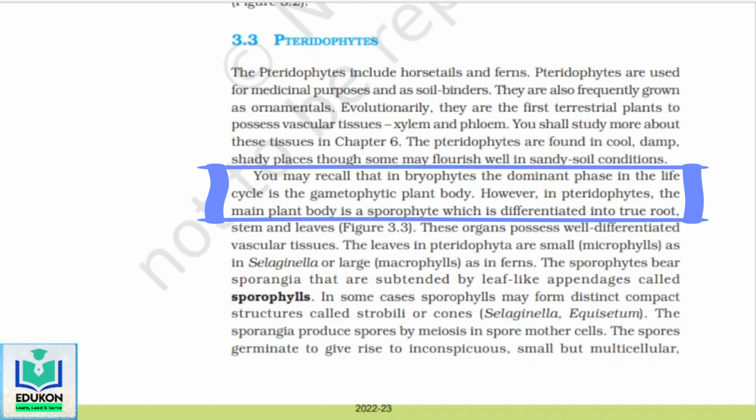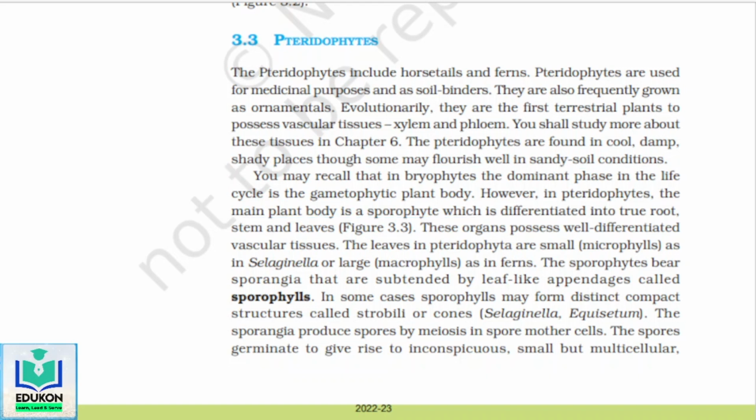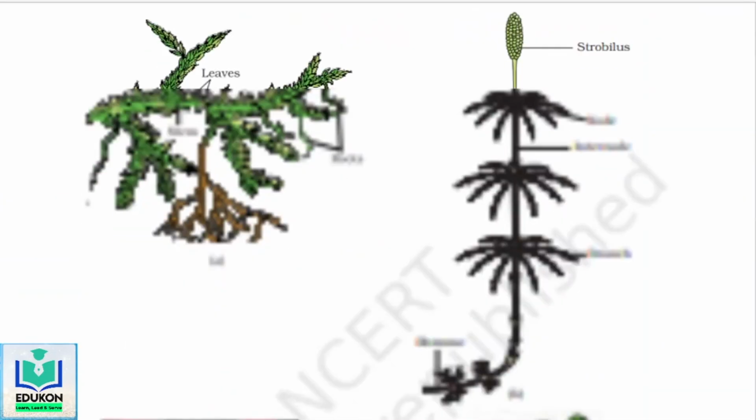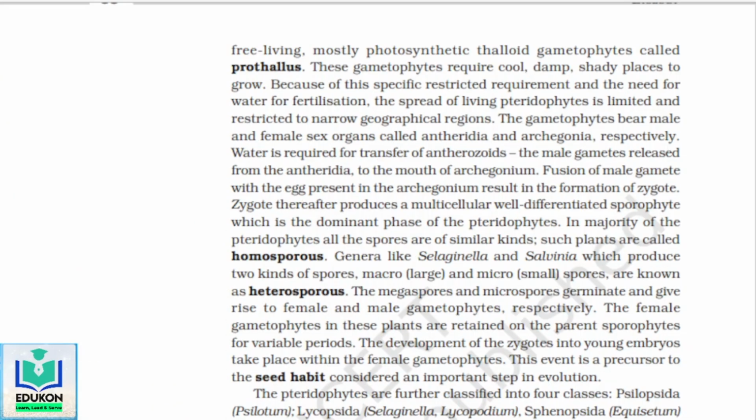The sporangia produce spores by meiosis in spore mother cells. The spores germinate to give rise to inconspicuous, small but multicellular, free-living, mostly photosynthetic thalloid gametophytes called prothallus. Inconspicuous means not clearly visible.